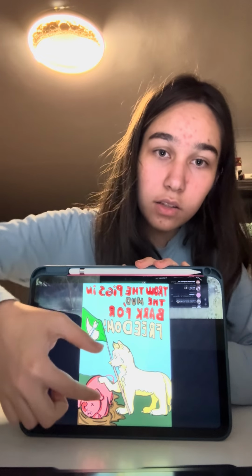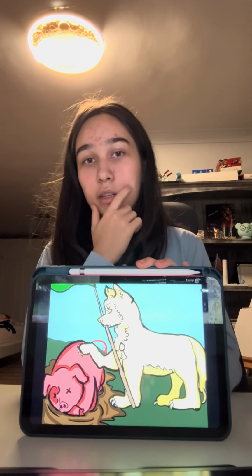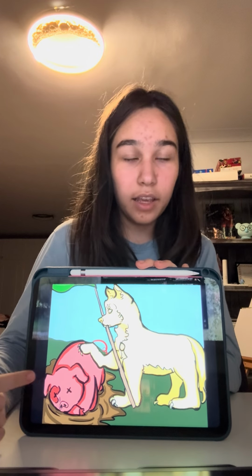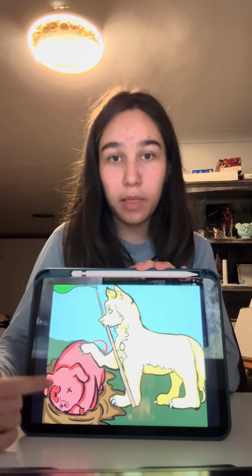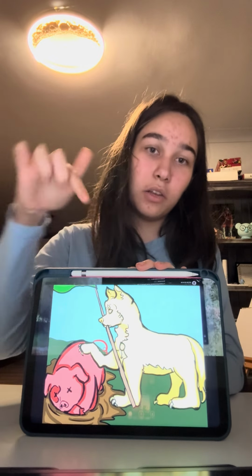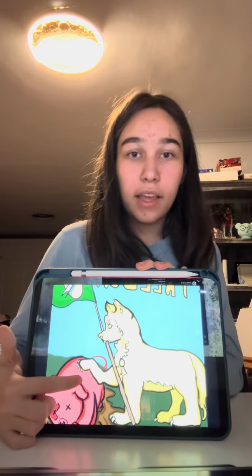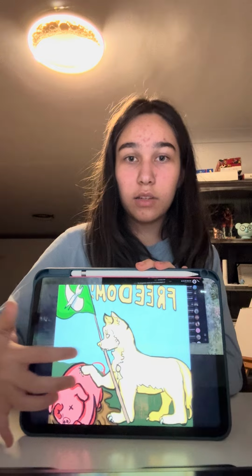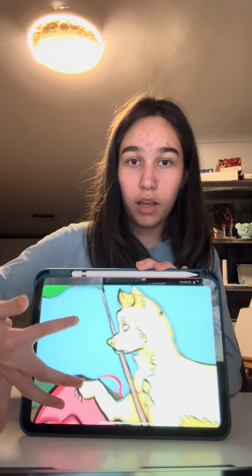So I would like to get into the drawing part a little bit. First off, I would like to explain the drawing. We can see a pig lying, presumably dead or just unconscious, in the mud, while we can see a dog holding his paw over the pig, and we can see in its mouth right here that it is holding the flag of animalism, as we can see right here.